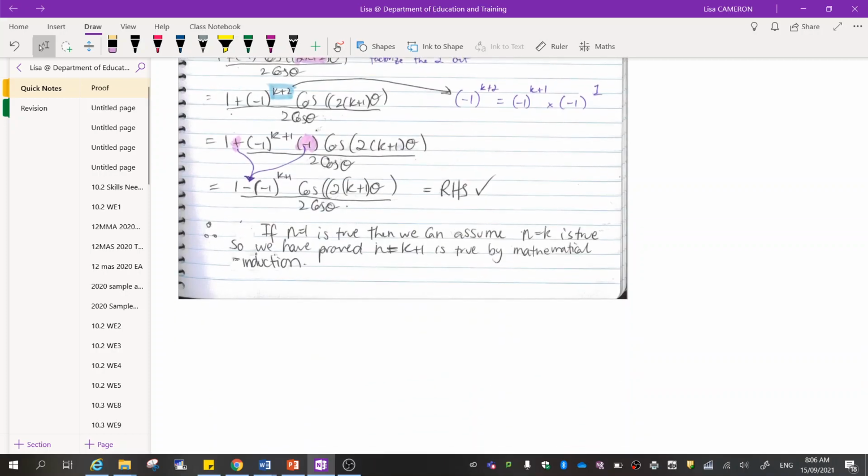So all that's left to do is my evaluating statement. If n equals 1 is true, then we can assume that n equals k is true. So we have now proved that n equals k plus 1 is true by mathematical induction. And then that little statement is our final part, that's our evaluation.